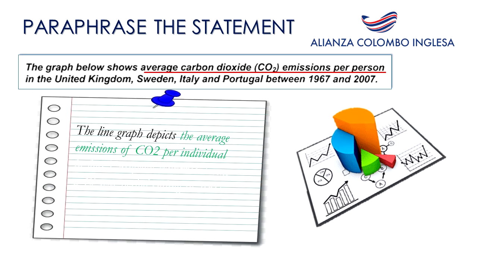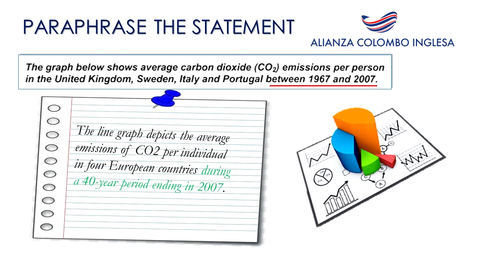Then we have the countries where the information is from, which are the United Kingdom, Sweden, Italy, and Portugal. The statement is being specific here, so we could be a little more general by saying "in 4 European countries." We're not being so general as to say "in different countries," but we're specifying that there are 4 European countries considered. And finally, regarding the time frame, instead of saying "between 1967 and 2007," we could say that the data covers a 40-year period ending in 2007.